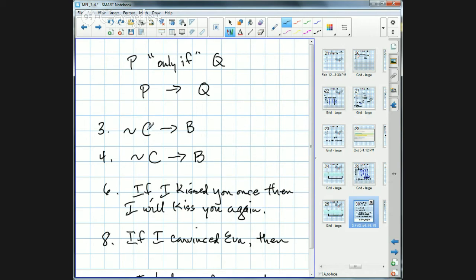Now, you don't have to pick the letters I did. This stood for cavities, and this stands for brush your teeth. The letters aren't so important. Oh, I guess I was supposed to use P and Q, wasn't I? So it should be, if not P, then Q. Sorry.